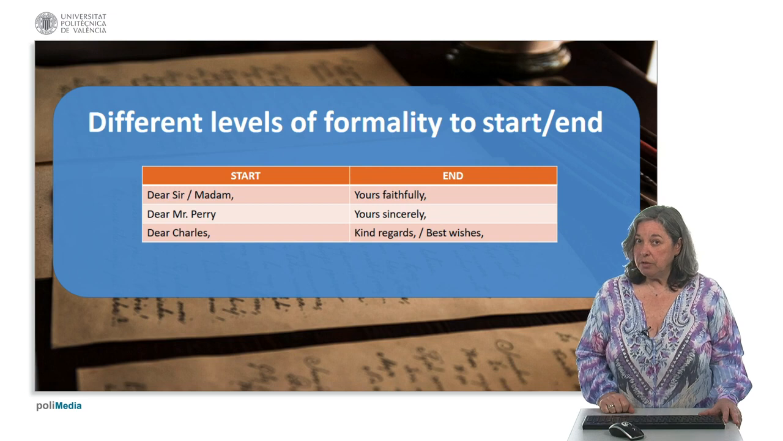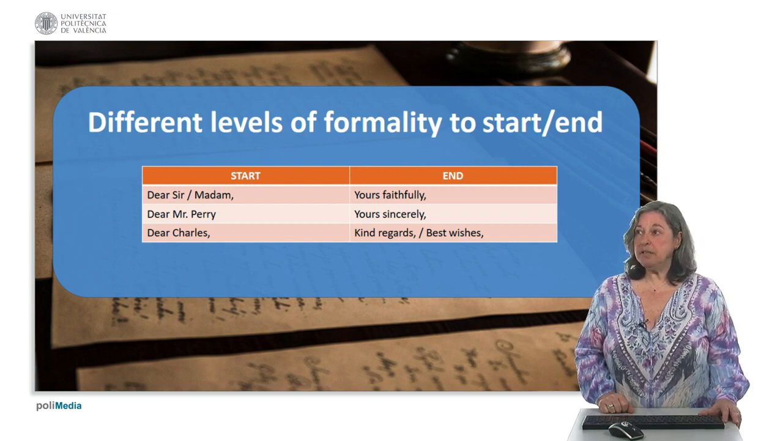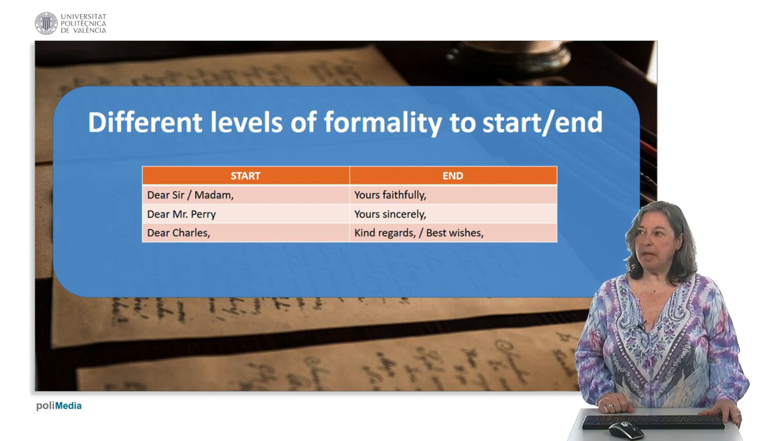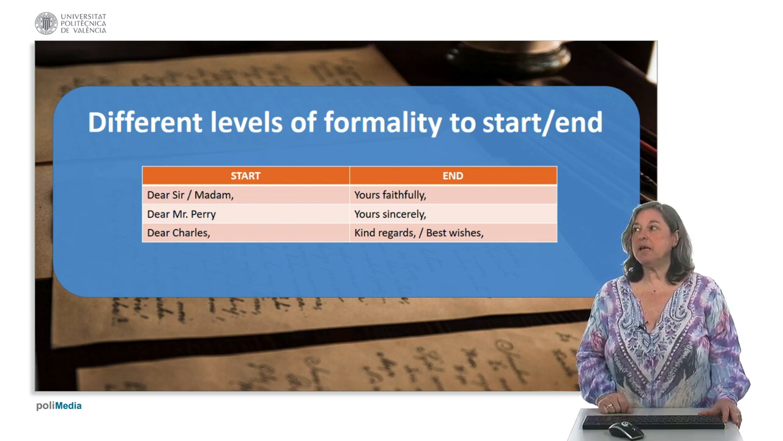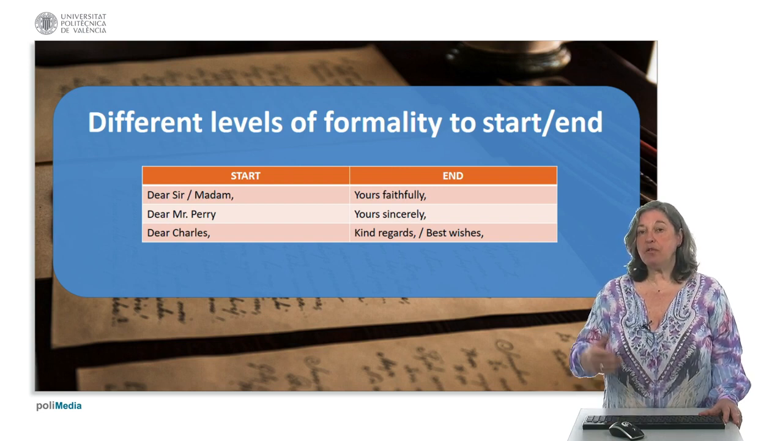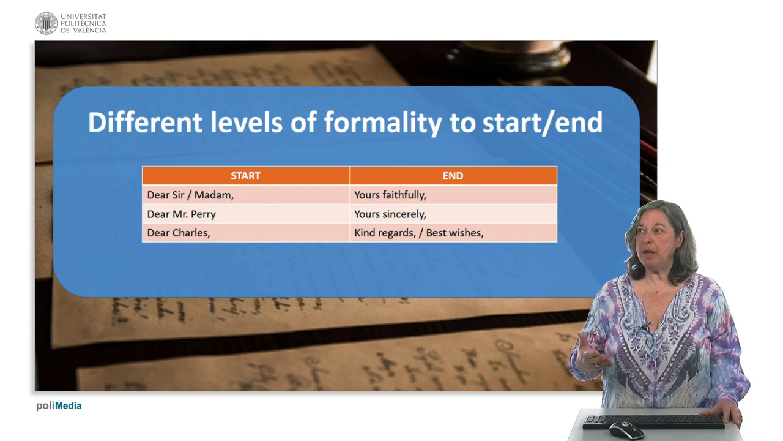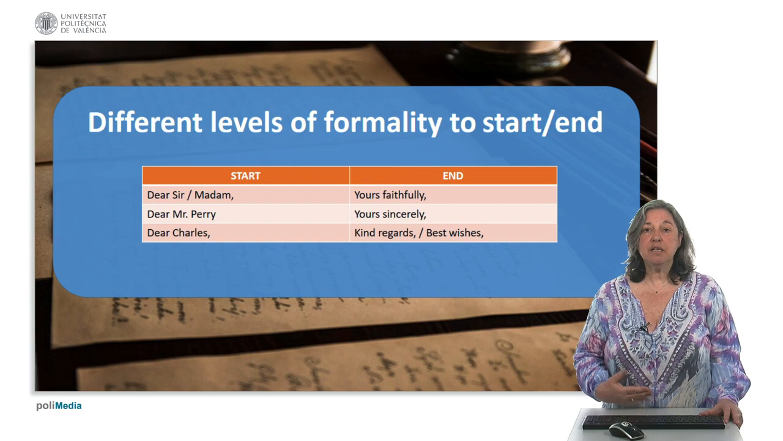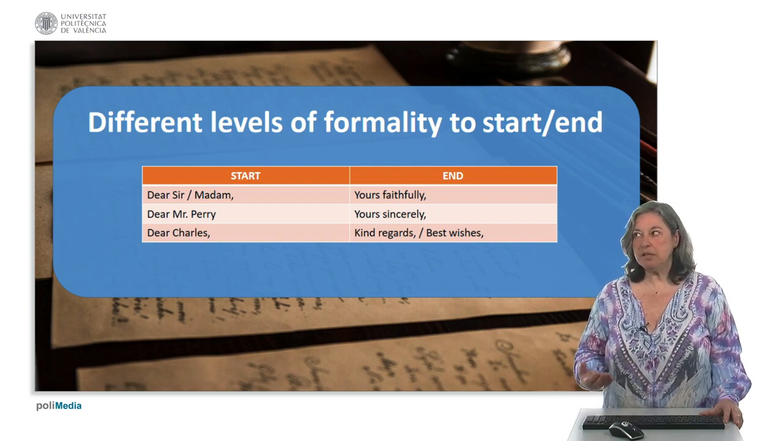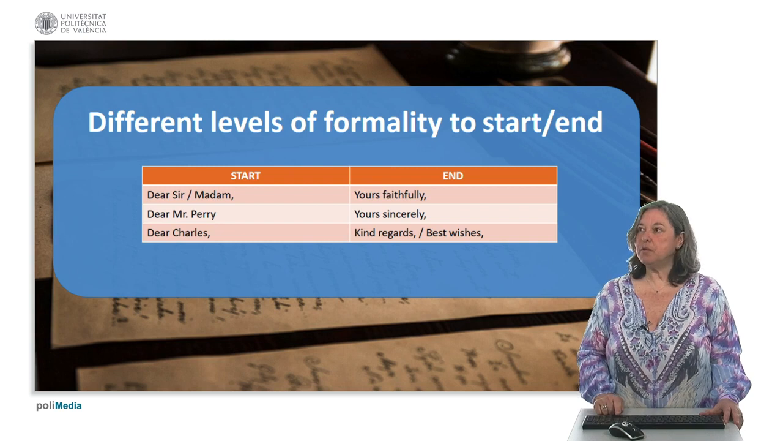In the case that we do know the person that we're addressing the letter to, we'd say, for example, "Dear Mr. Perry," and close the letter by saying "Yours sincerely." Or if we're on more friendly terms with the person, and using the first name, we'd say "Dear Charles," and then we can conclude the letter by saying "Kind regards," for example, or "Best wishes." In this case, there are many options. We'll see a few of them.